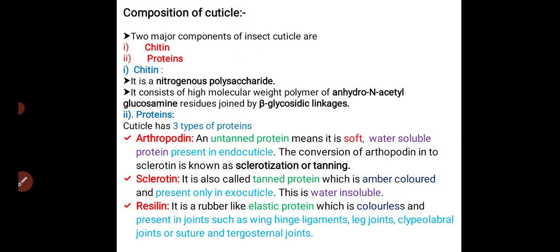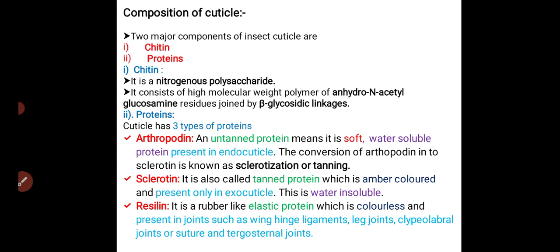After that, composition of the cuticle. Two major components of the insect cuticle are chitin and proteins. Chitin is a nitrogenous polysaccharide. It consists of a high molecular weight polymer of N-acetyl glucosamine residues joined by beta-glycosidic linkages.